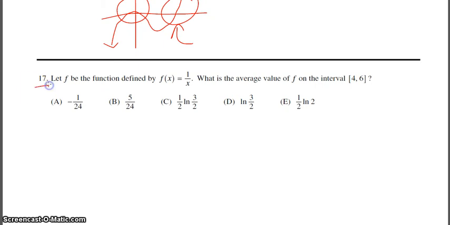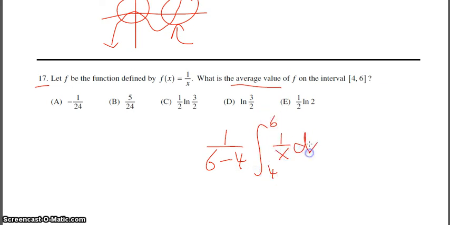Okay, so let's try question 17. It is about average value. When you have average value, you have a formula. Between 4 and 6, you take the total area of the function from 4 to 6, right? And then you divide by the length of the interval, and that's the average value. This gives you the average value.